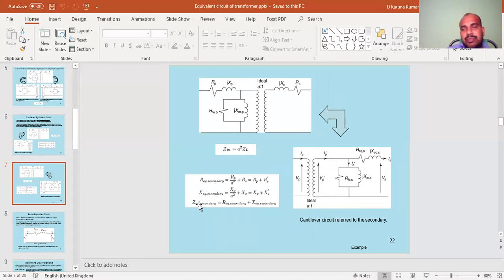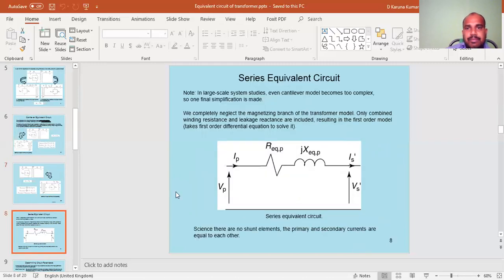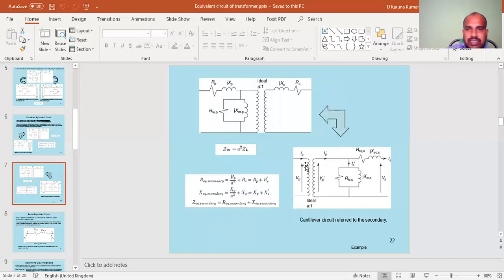So finally, the impedance of the secondary side equivalent is the equivalent resistance of the secondary side plus the equivalent reactance of the secondary side. This is a series equivalent resistance. You completely neglect the magnetizing branch in the transformer model, and only combine the winding resistance with the leakage reactance.